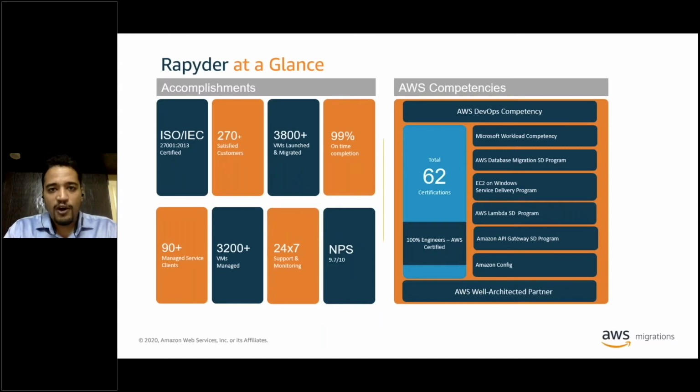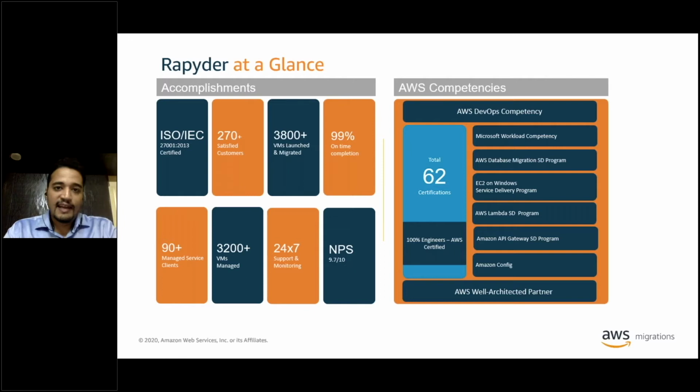Just to give a brief on what Rapyder has done over the last 4 years: we are an ISO certified company. We have touched and provided service to more than 270 customers as part of our journey till now as an AWS consulting partner. We have migrated and launched more than 3,800, which has gone upwards of 5,000 as I speak today. Most of our projects, including one-time migration and implementation projects, are 99% completed on time, right?